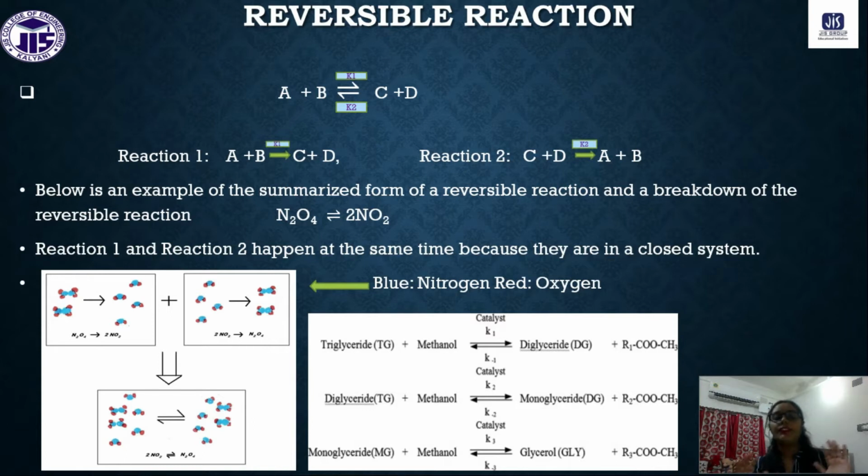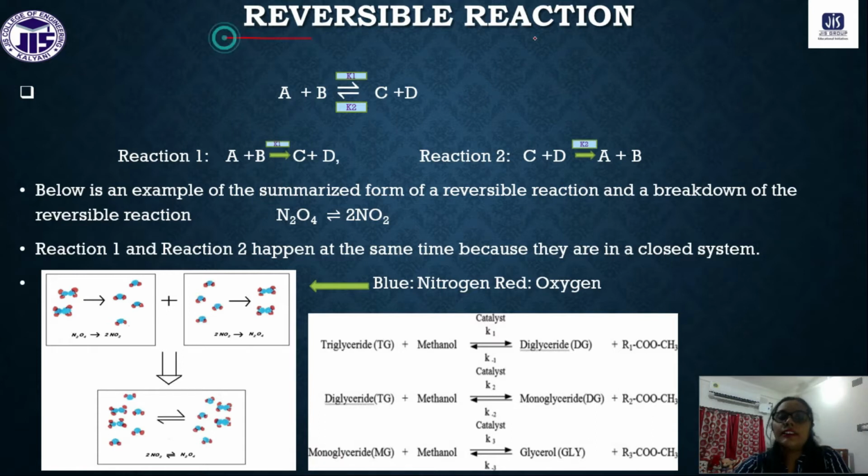First of all, there will be a collision between the reactant molecules. After this collision they get the activation energy. This activation energy is very important, because reaction means the breaking of the bond, right? For breaking of the bond we require some energy, and that energy is provided by the activation energy. After getting the activation energy from the collision, the reactant molecules will react and form the product.